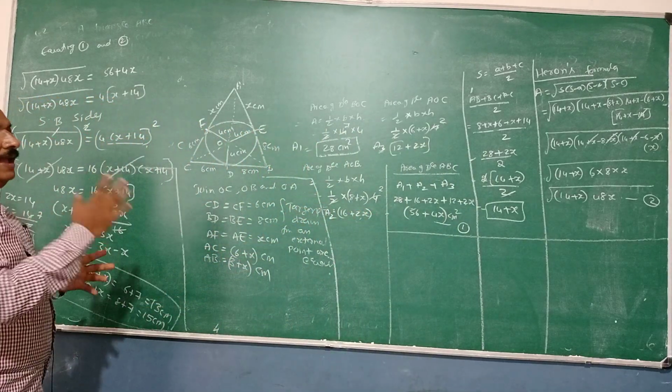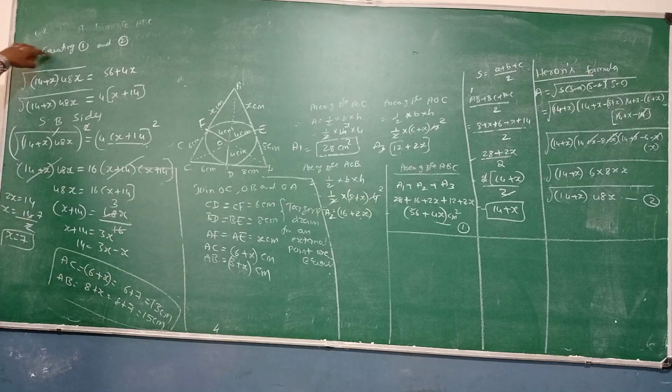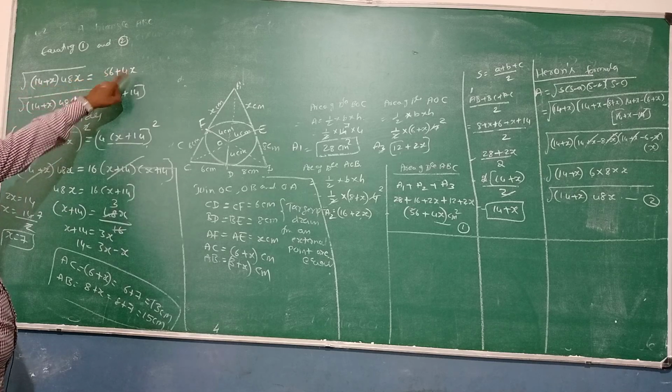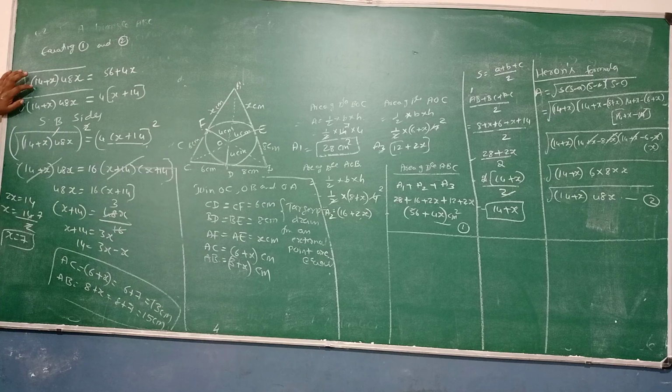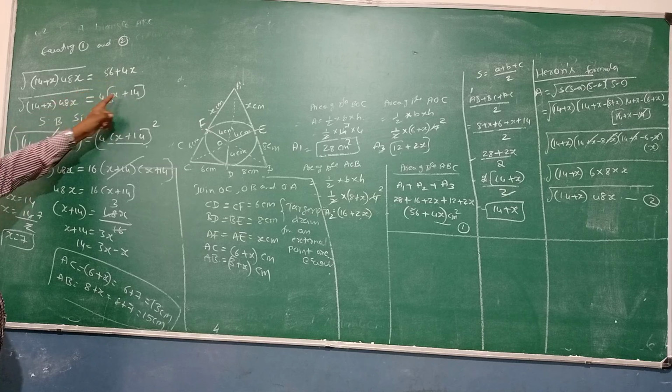We are calculating the area under Heron's formula and the area of the three triangles, that is equating A1, A2, A3, equating the area, that is equating 1 and 2. Root of 14 plus x into 48x is equal to 56 plus 4x. 4 is the common factor. 4 ones are 4, 1 remaining 16. 4 fours are 16. That is equal to x plus 14 or 14 plus x.